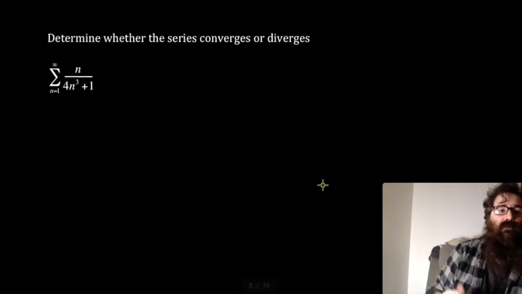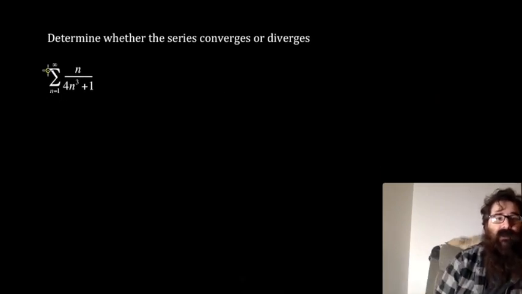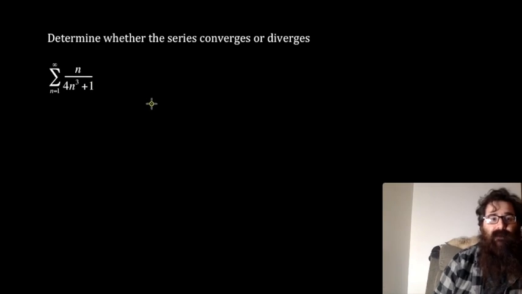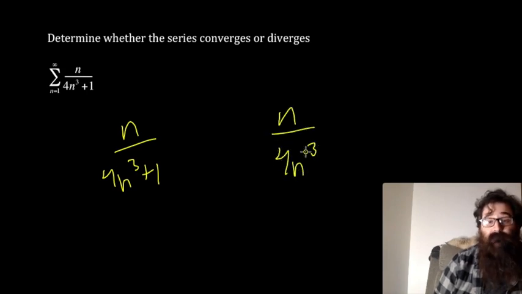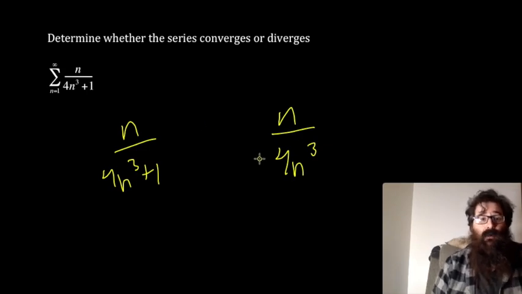Determine whether the series converges or diverges. Here I have the sum from n equals 1 to infinity of n divided by 4n cubed plus 1. Well, okay, let me find a quick comparison here. It's always going to be quick and easy to ditch some constant that we're either adding or subtracting. So I'm going to just get rid of this plus 1 and compare this against n over 4n cubed. Now the question is, which is bigger, which is smaller? On the left side, I have a bigger denominator. Bigger denominator means smaller fraction.